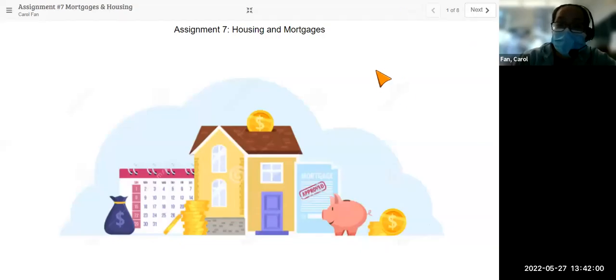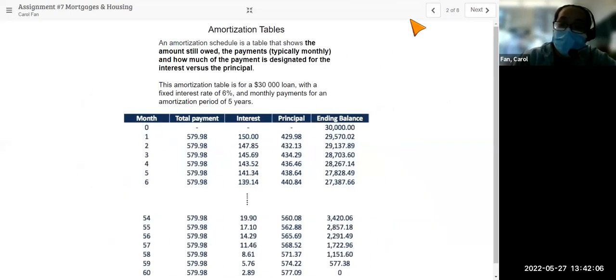Okay, so assignment number 7, we're talking about housing and mortgages. We've talked about how a mortgage is a special type of annuity that's related to using your house as the collateral. We have something called an amortization table, and amortization is just a table for the entire length of the loan.